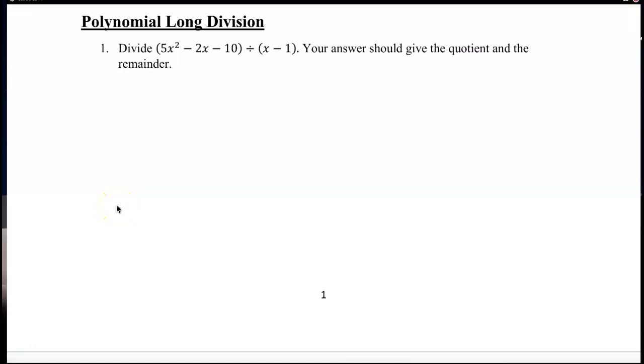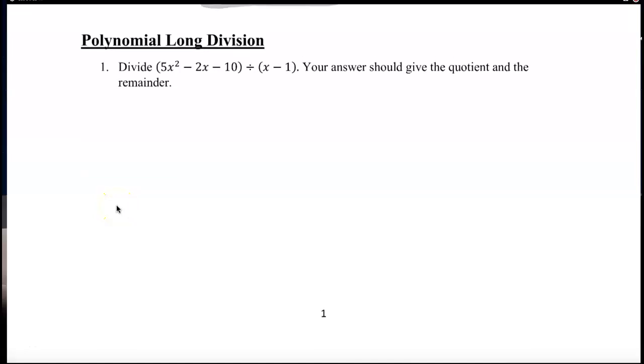Let's go over the polynomial long division method. So we're dividing 5x squared minus 2x minus 10, so let's put that inside. And we are dividing this by x minus 1, so I'll put that outside. So we set up the long division this way, and we will get started.